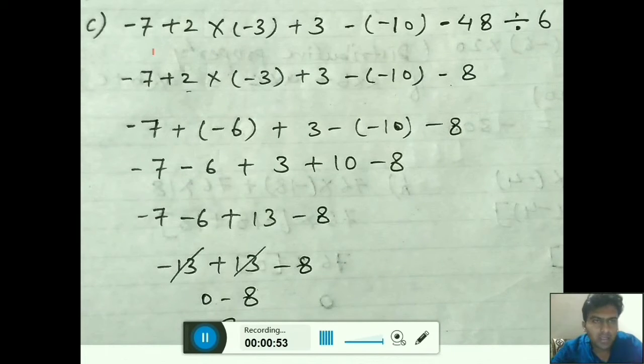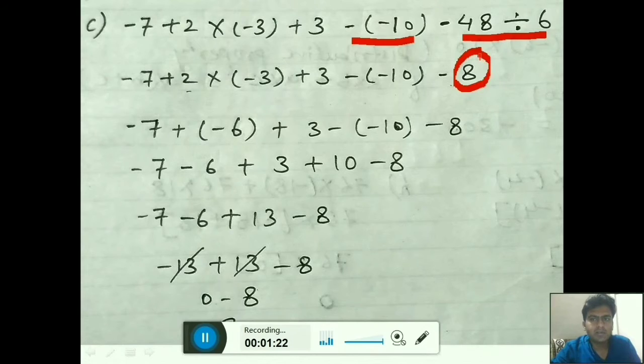First look here: there are plus and minus signs between the numbers, and some brackets too. According to the rule, first we solve the bracket, but inside the bracket there is only one number, so we can leave it for now. Now, according to the rule, we solve the division. 48 divided by 6 equals what? 6 8s are 48. So 48 divided by 6 equals 8.